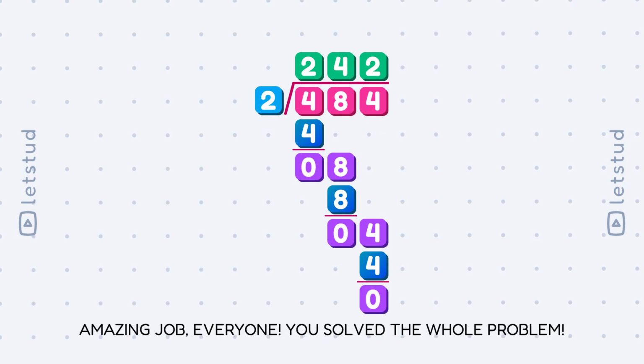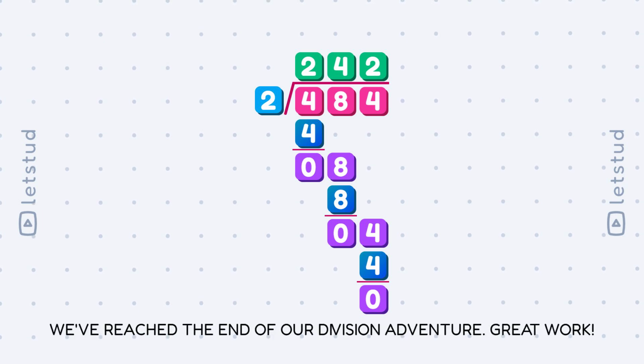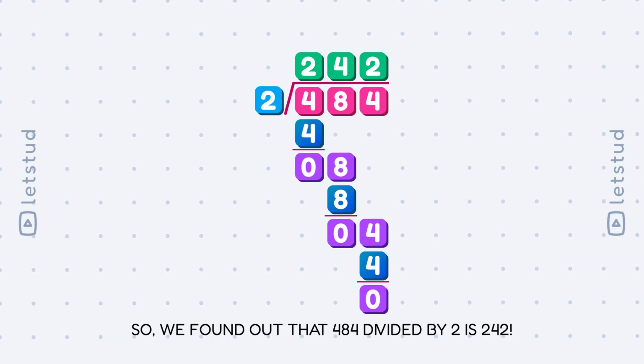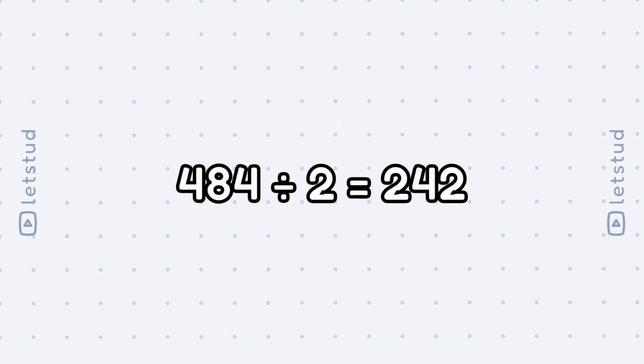Amazing job, everyone, you solved the whole problem. We've reached the end of our division adventure, great work. So we found out that 484 divided by 2 is 242. Great job, everyone. We just tackled dividing 484 by 2 using long division. Remember, every step is just a puzzle piece, and you're all amazing puzzle solvers.